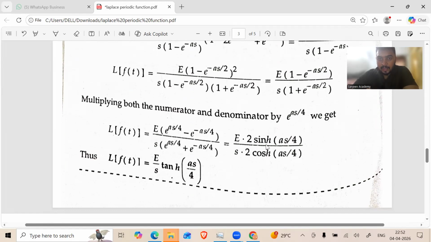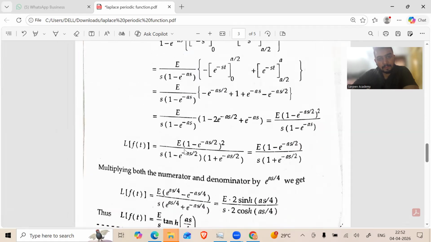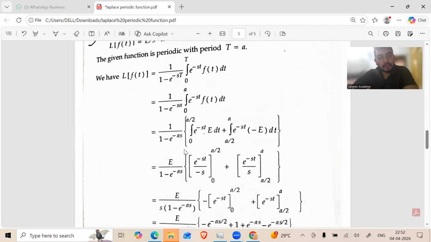Then again, above that step, you should write 2 sinh as by 4 over 2 cosh as by 4. Correct? Then e power as by 4 minus e power minus as by 4, and for cosh, plus will come instead of minus. That's it. These many steps you can ignore.